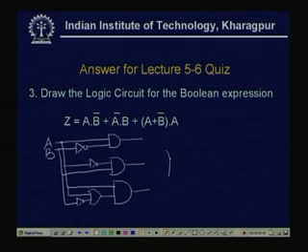Now, if I draw one three input OR gate, so this is my logic circuit for this Boolean expression.